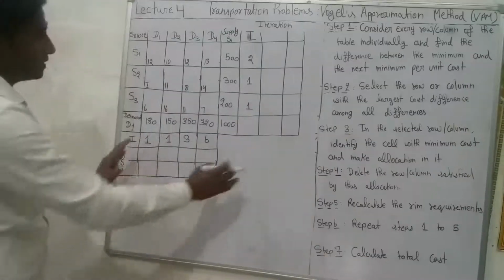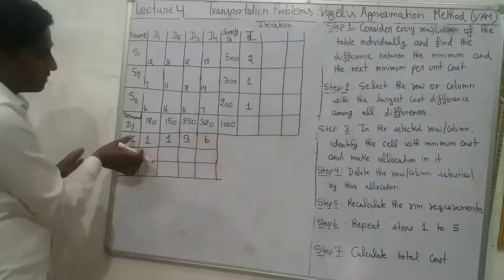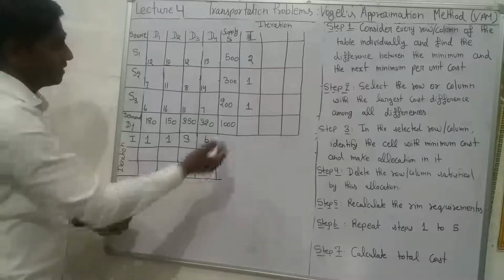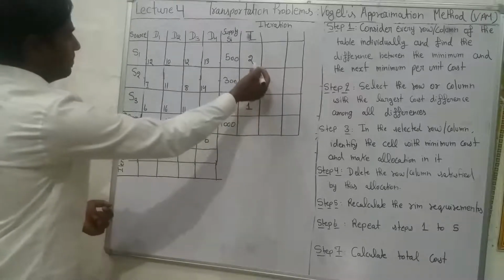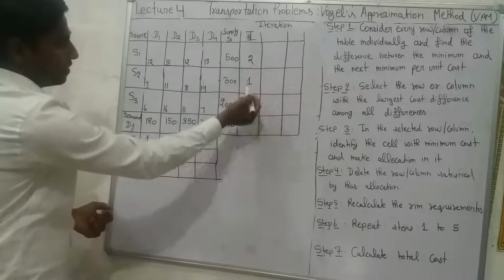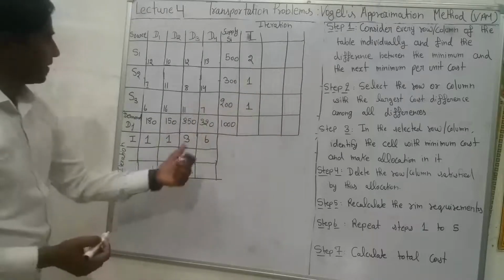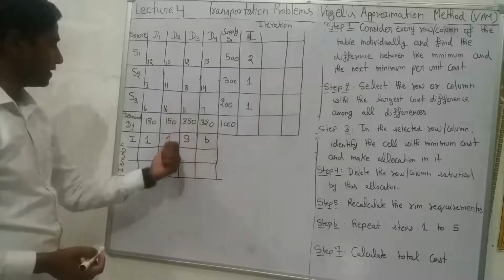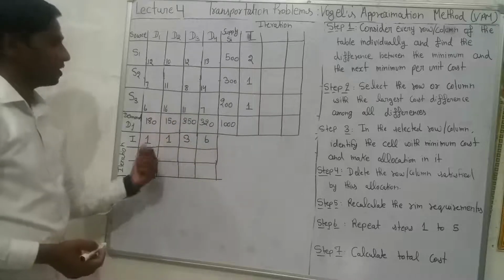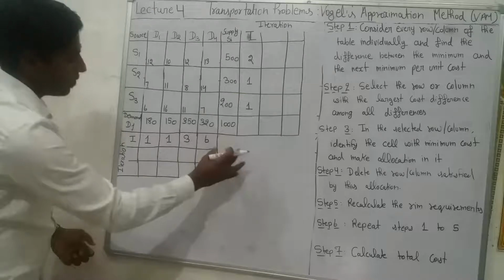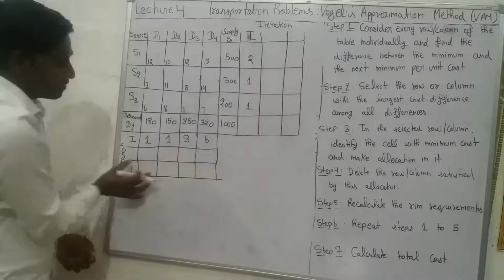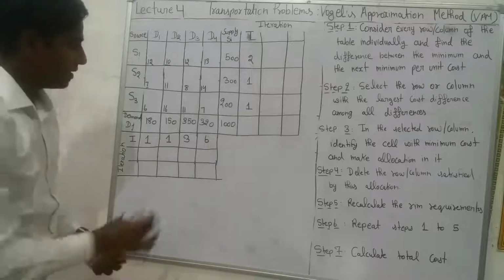Among all differences, we have to select the largest one. Look at the cost differences: in the first row it is 2, in the second 1, in the third 1, in the fourth column it is 6, in the third column it is 3, in the second column it is 1, and in the first column it is 1. So among all the differences, including the rows and the columns, which one is the largest? The 6.